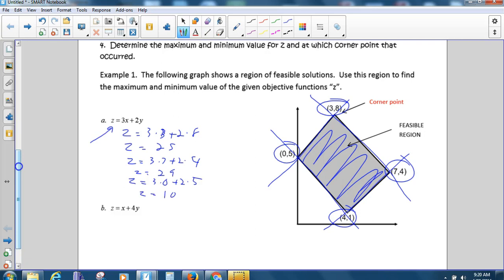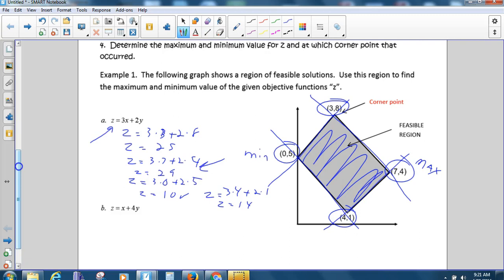And last but not least, we'll check (4, 1). z equals 3 times 4 plus 2 times 1. z is equal to 12 plus 2, which is 14. So our maximum is at (7, 4). And our minimum is at (0, 5).